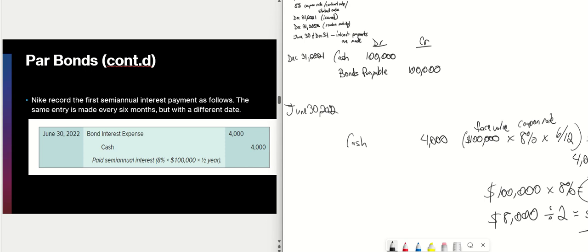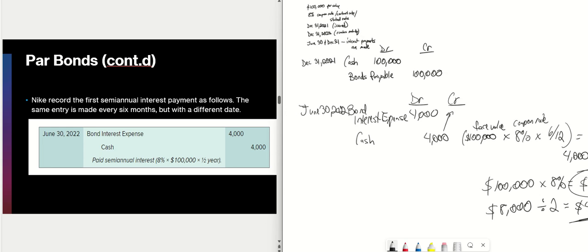And what was it for? It was for bond interest expense. Okay, that's going to be a debit of $4,000. All right, so I know I'm not aligned here, but you can see the debit is going towards bond interest expense. This credit here of $4,000, that's going towards cash. All right, on June 30th, 2022.